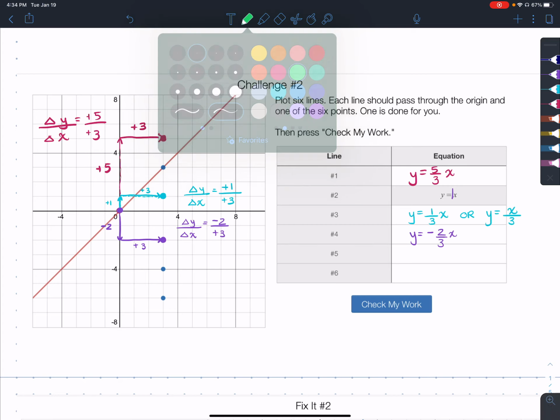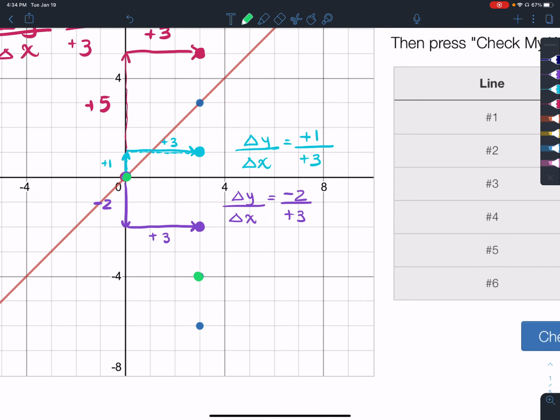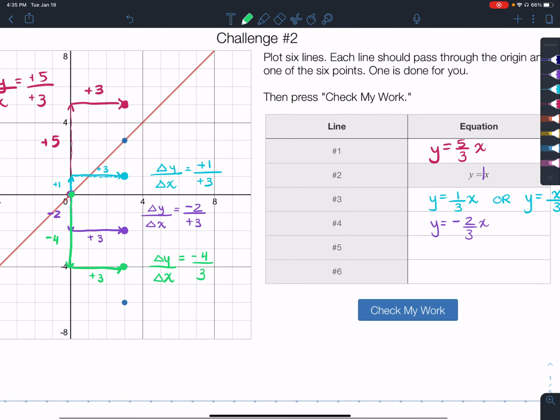I'll get a different color. We'll use this nice little green. And it's the same thing, so we're going to look at that change in y and the change in x. So going down, we go down by 4 and across by 3. Same process, minus 4 over 3. This equation is y equals -4/3 x.